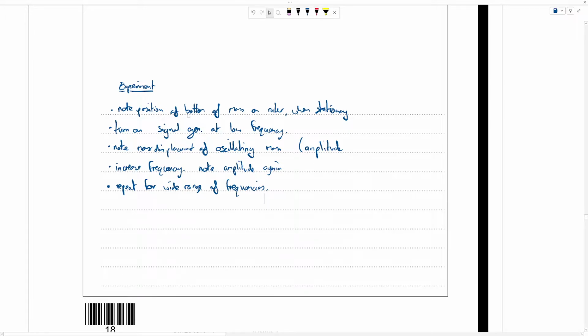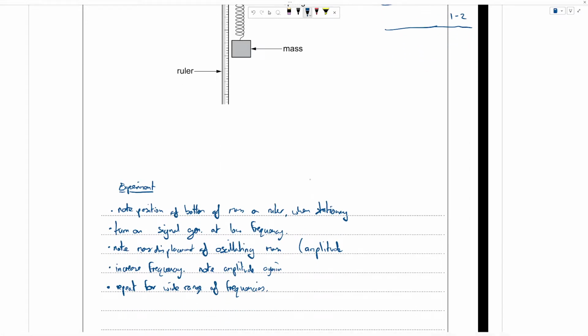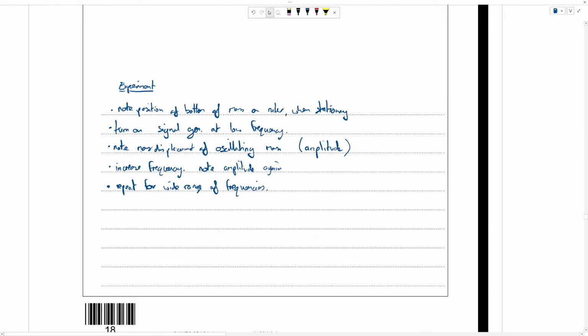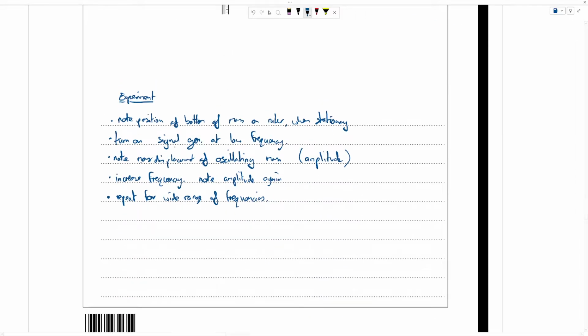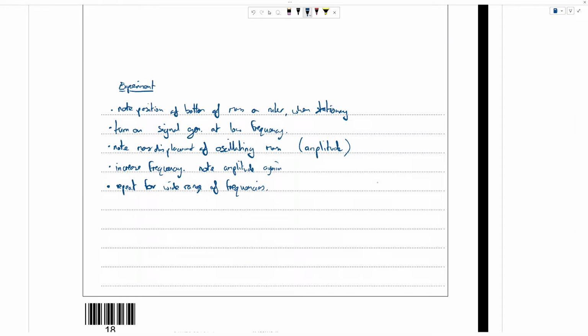So we might want to mention a couple of other things about our experiment. We might want to add some detail about how we could improve this experiment, make it slightly more accurate. We might want to mention that in between measurements we'll allow the mass to come to rest again before continuing, just to make sure that we're getting a true representation of what the amplitude is. The second part then is about what we would expect to find out. So the kind of results from our experiment.